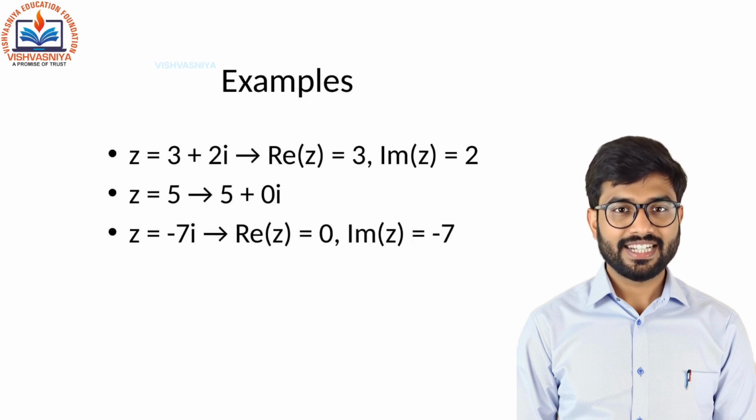Examples: if z equals 3 plus 2i, then real part equals 3 and imaginary part equals 2. If z equals 5, this is the same as 5 plus 0i, imaginary part is 0. If z equals minus 7i, then real part is 0 and imaginary part is minus 7.